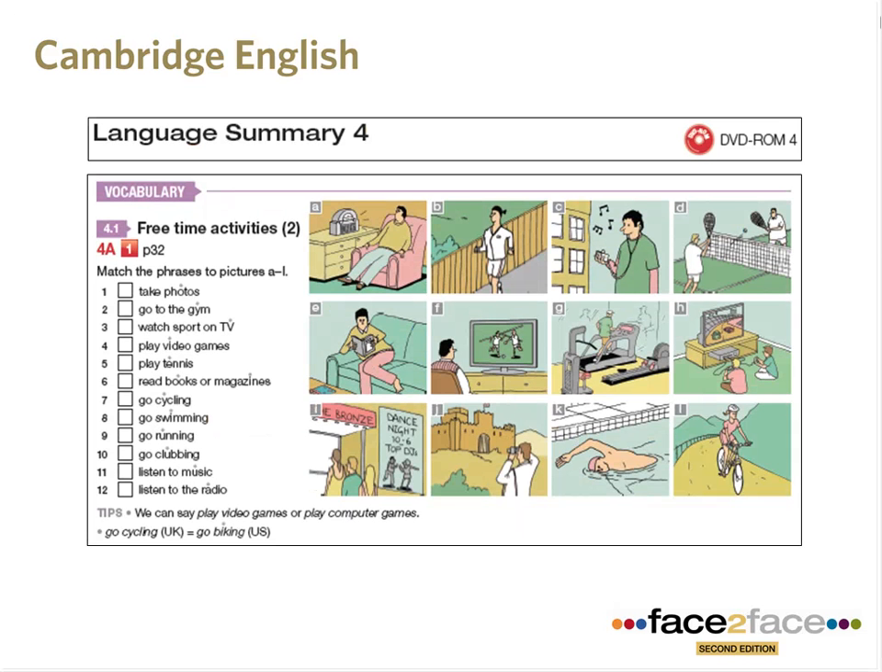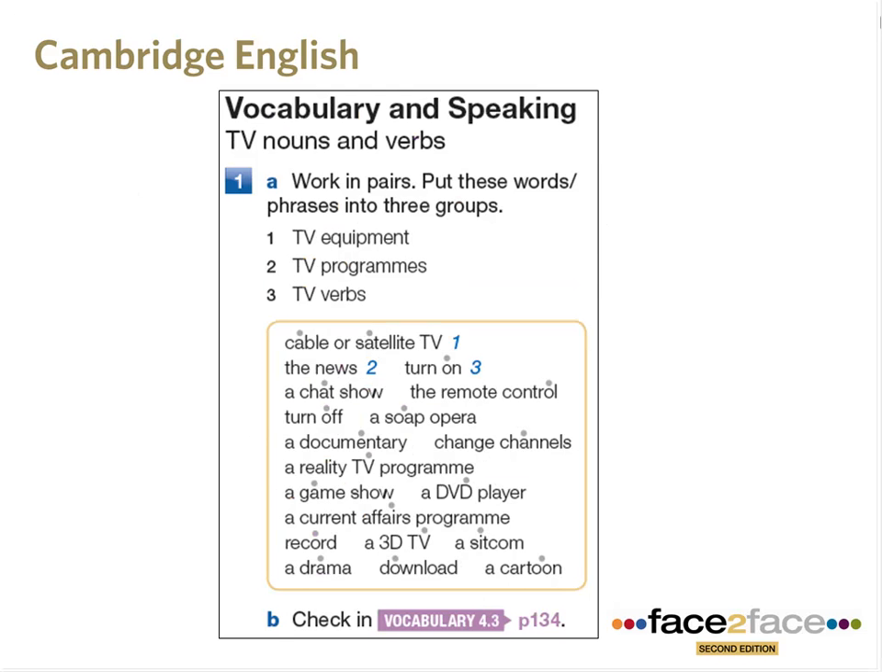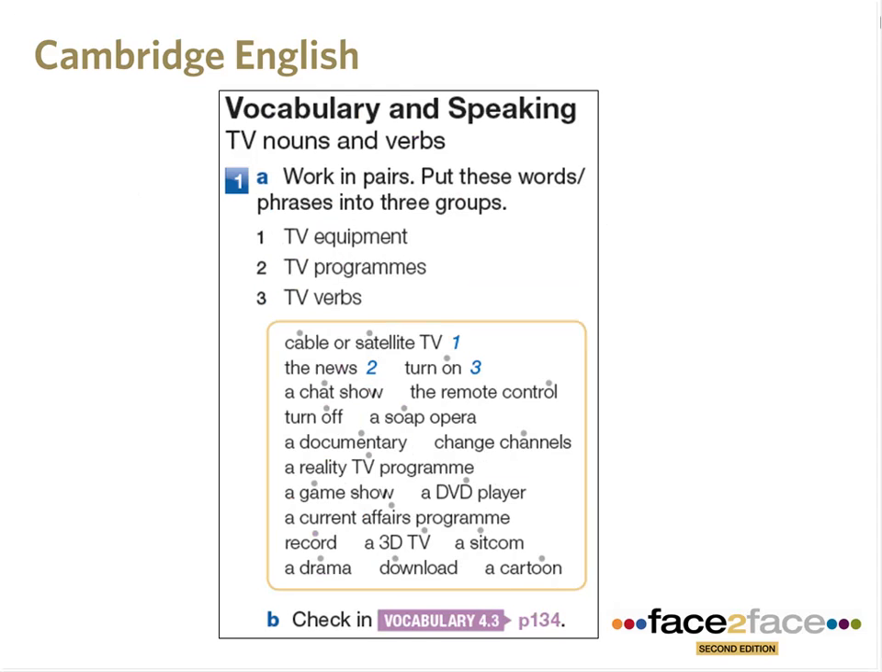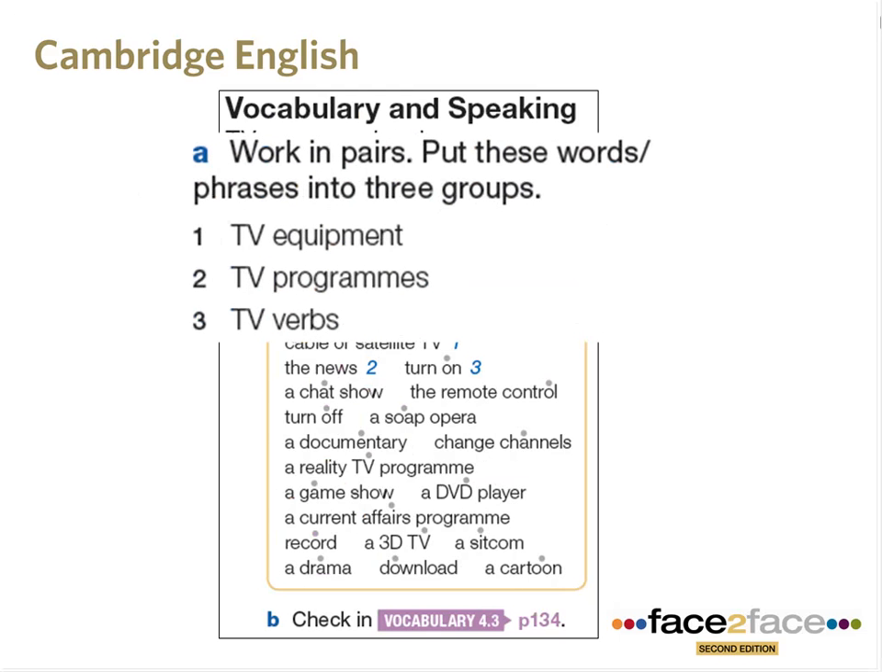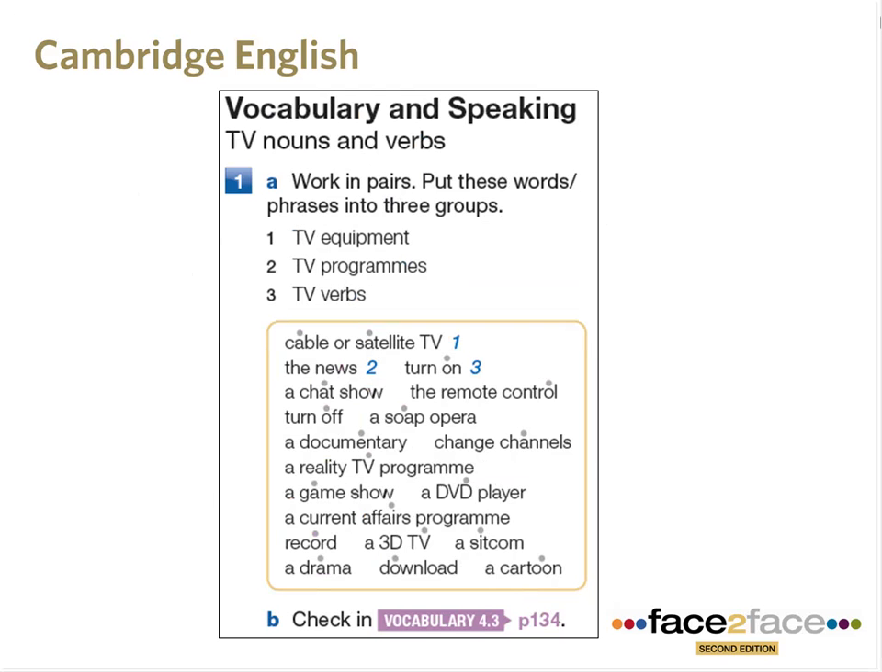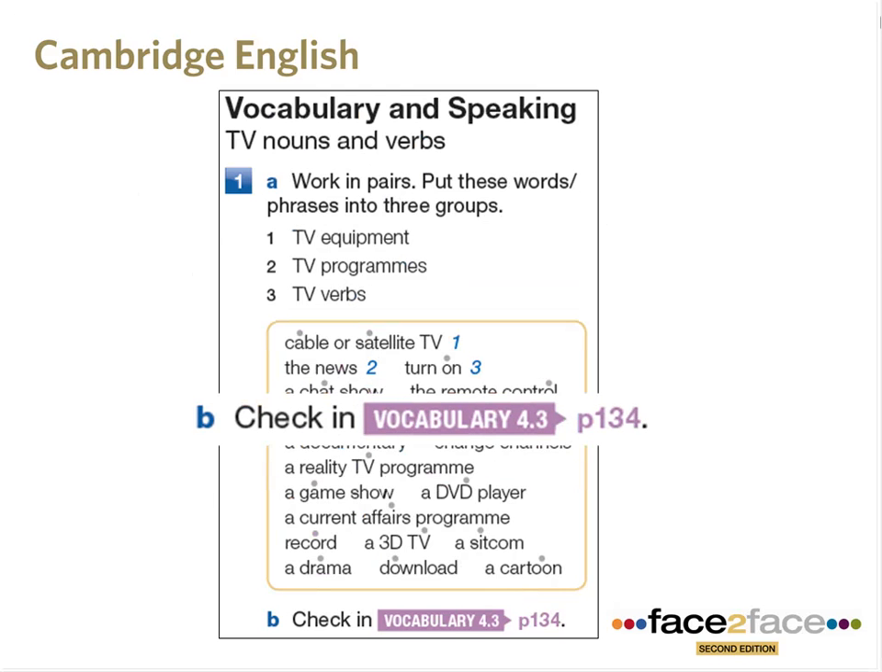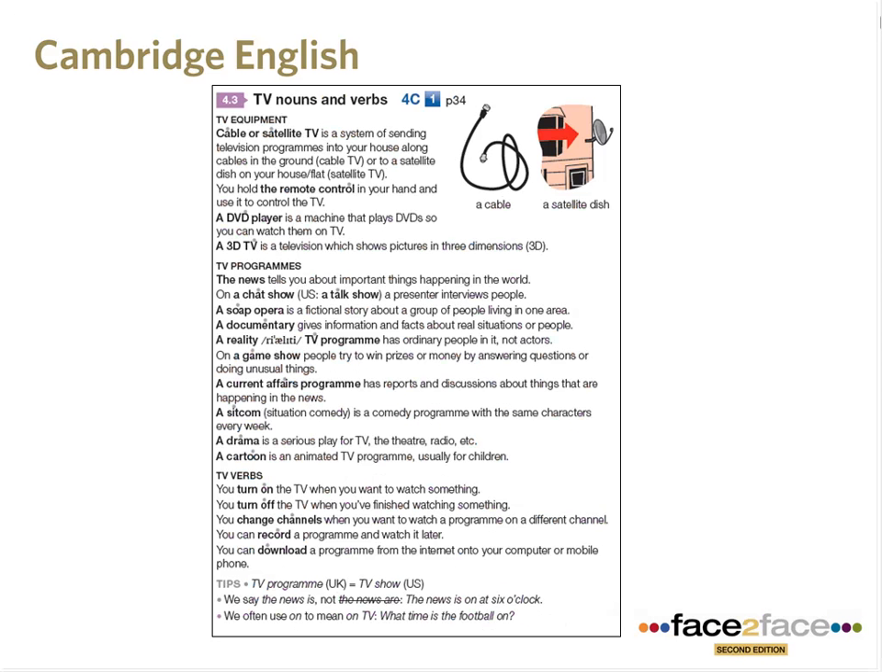Of course, there are many other ways to test what students already know, depending on the language and the level. Here's a similar example from the Preintermediate students book, which teaches TV nouns and verbs. Here, students work in pairs and try and put the words and phrases in three groups. When they've done the best they can, check their answers in the language summary. Here they can check that the groups are correct and also check the meaning of any words or phrases they don't know. Again, this is all very student-centered and time efficient, and the students are doing all the work.